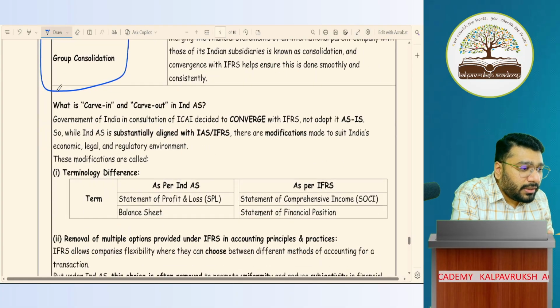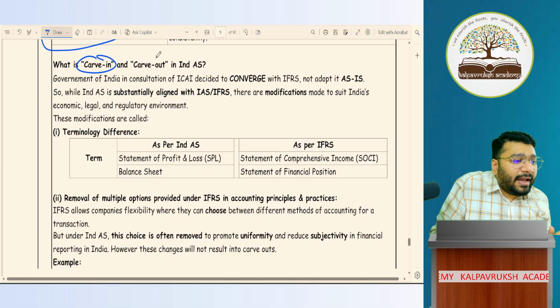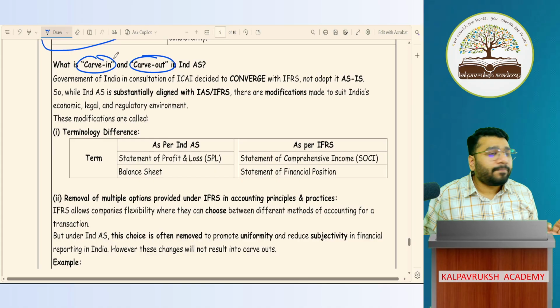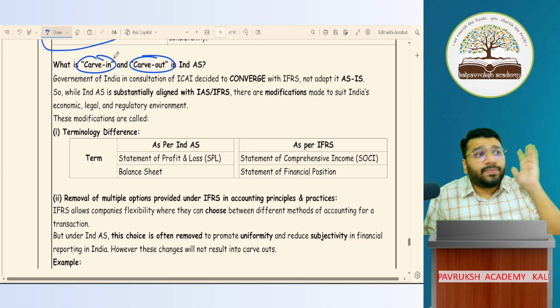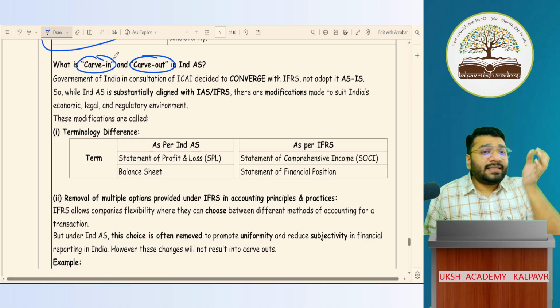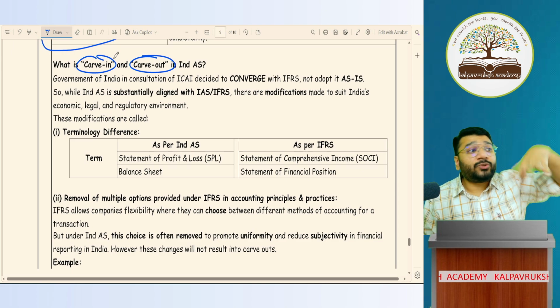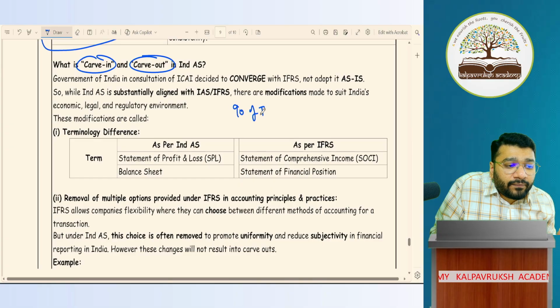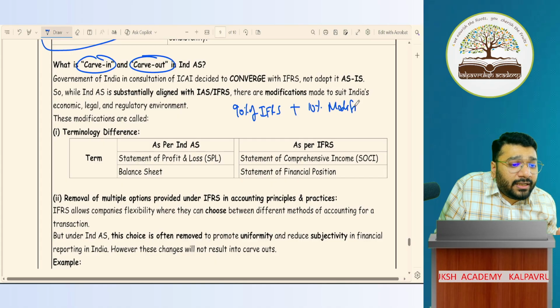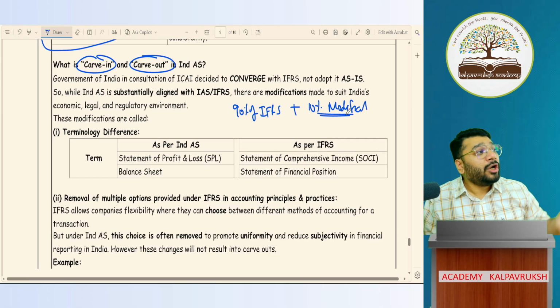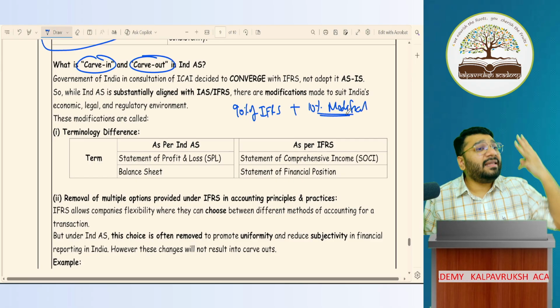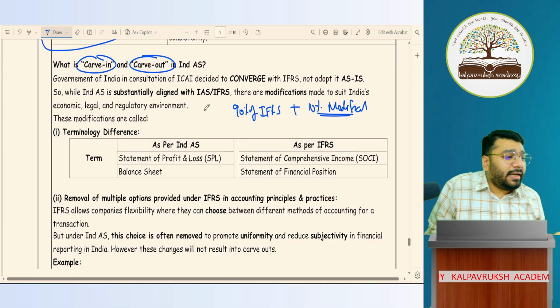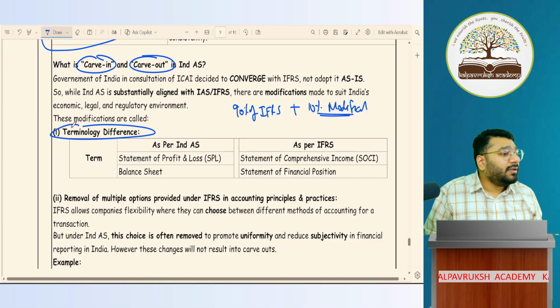Now, there's something called carve in and carve out. All of you know that Ind AS is convergence with IFRS. That is, the Accounting Standards of India got converged with IFRS, which means 90% of IFRS we adopted as it is. But 10% modification was done. So these modifications were categorized under three categories. One is called terminology difference.